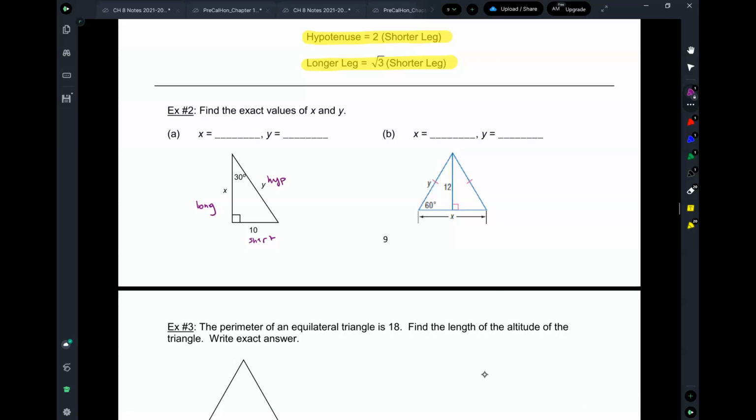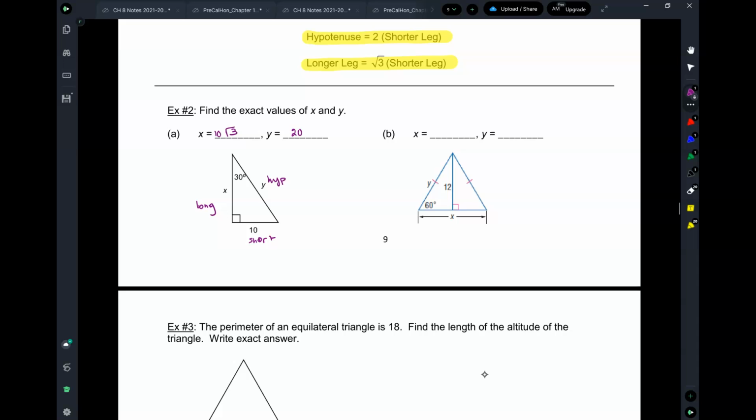Okay? So, here we go. Whatever the short leg is, the long leg is that times root 3. So this is 10 root 3. Okay? Whatever the short leg is, the hypotenuse is 2 times that. So you have to go with these. So that's 20. Okay? Questions?